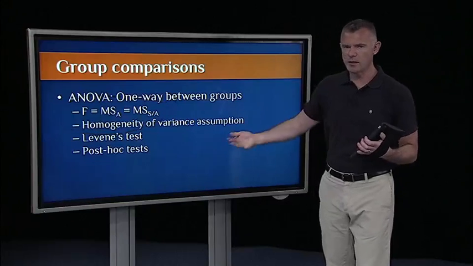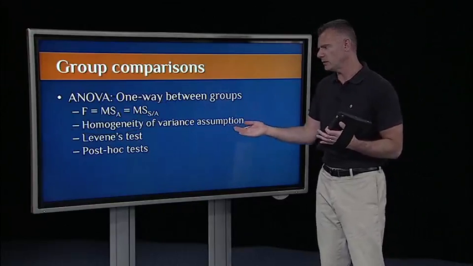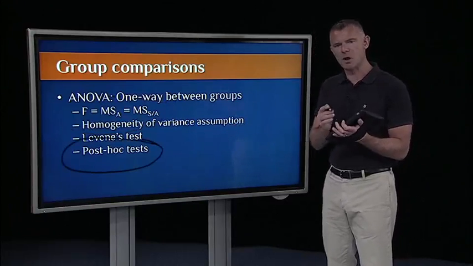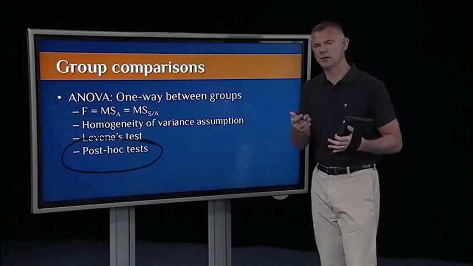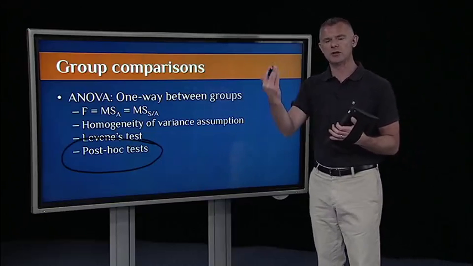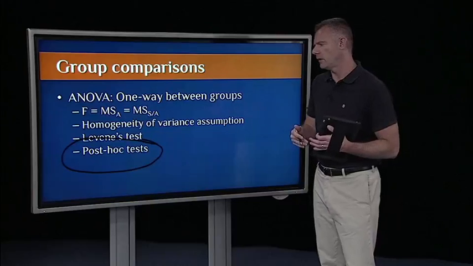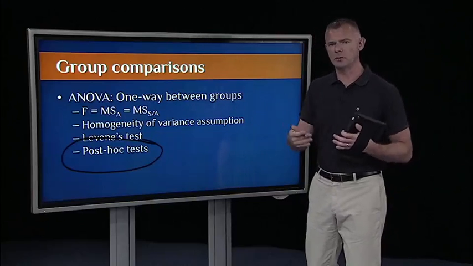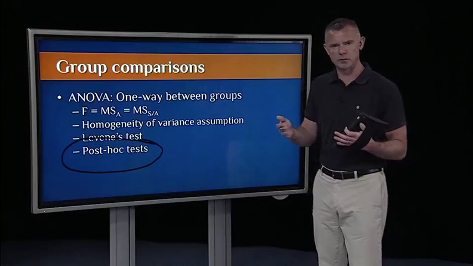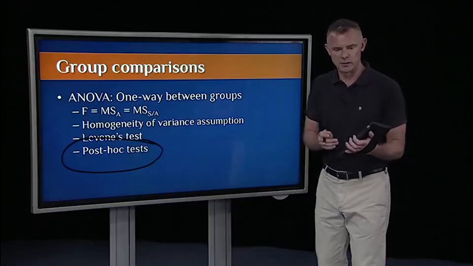Remember, we also had the homogeneity of variance assumption there. We tested it with Levene's test. And the other piece of ANOVA was that we had post hoc tests. Remember, there were different kinds of procedures that we could apply to deal with this inflation of type 1 error, or inflation of probability of type 1 error, that comes along with doing multiple pairwise comparisons. There were different procedures we applied. We looked at Tukey's procedure and Bonferroni's procedure.